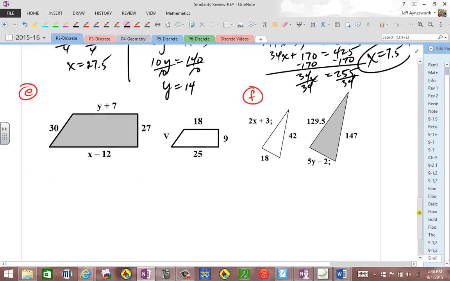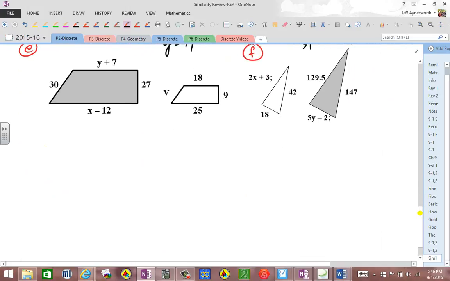Okay, next one, we got to find x and y here. So let's work it out. Ooh, x, y, and v. We got 3 things to figure out. Well, the first thing I know is that 27 corresponds to 9. So I know that 9 corresponds to 27. So the bigger figure is 3 times as large. So the scale factor is equal to 3.